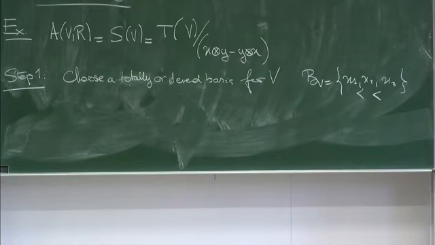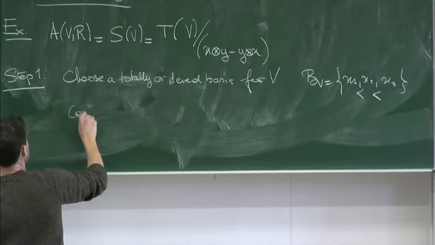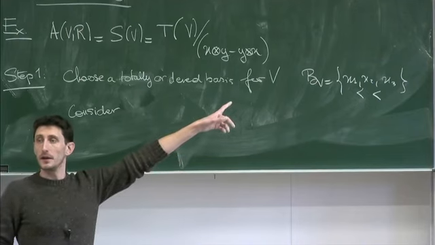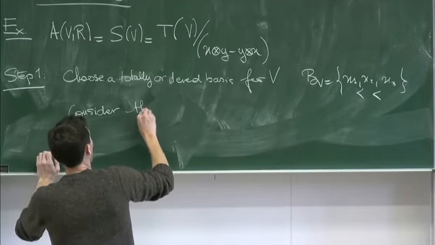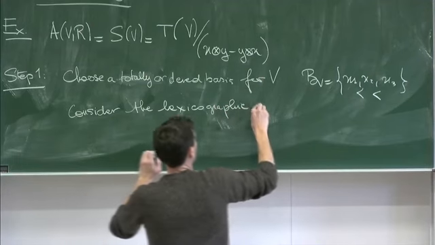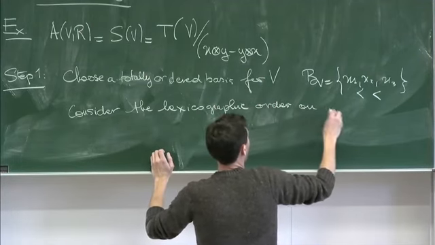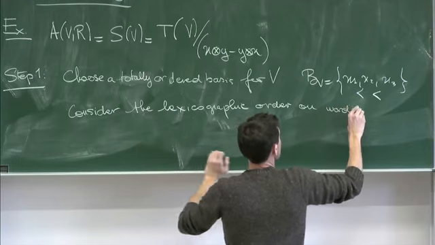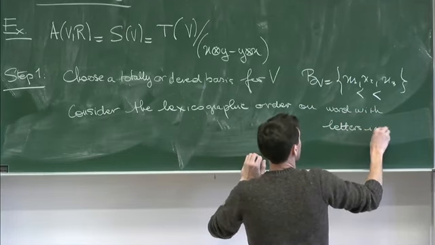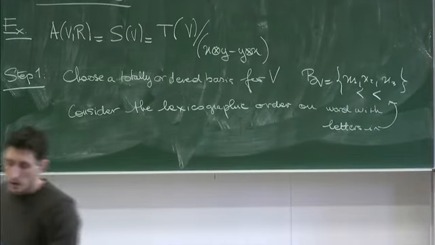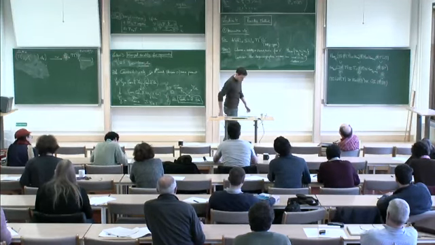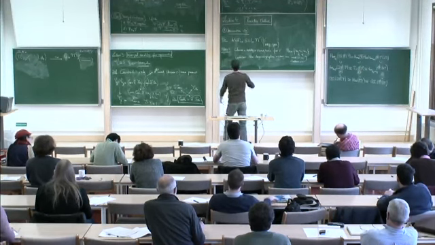Right. Now we consider the lexicographic order on words in letters in V. We consider the lexicographic order on words with letters in that. Okay? Let me see how I coded the steps. Too much with the book. Oh, sorry, this was step 2.